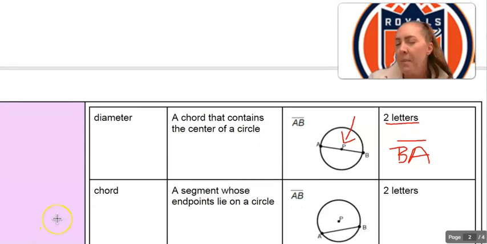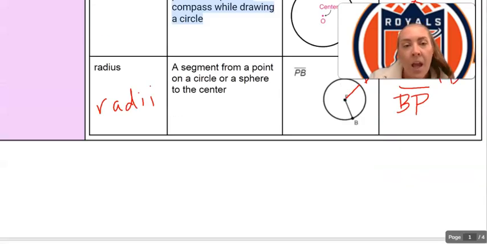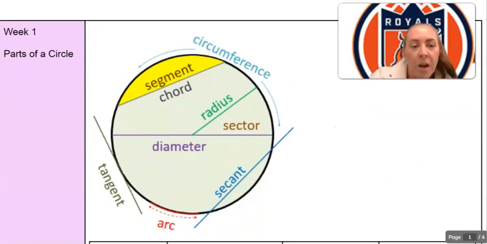So you want to know how many letters to use and which letters, okay? The next term, this might be new. You could have heard of it, but it doesn't get used very much. It's chord. A chord is a segment, which means it has a start and stop point, and the endpoints have to be on the circle. So on my example, I have segment AB. That's a chord. If we look at the original picture, we have a chord up here.